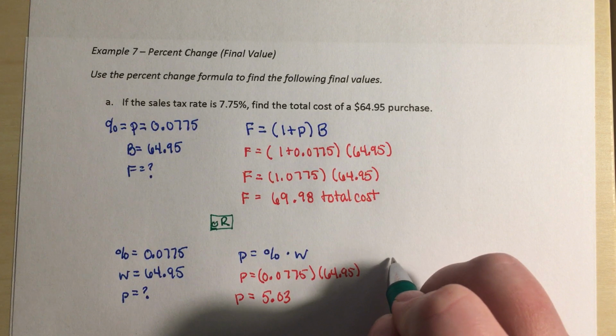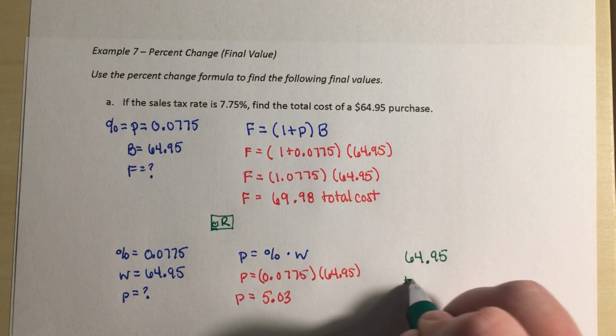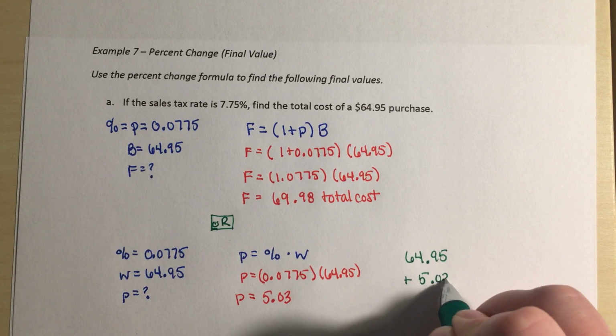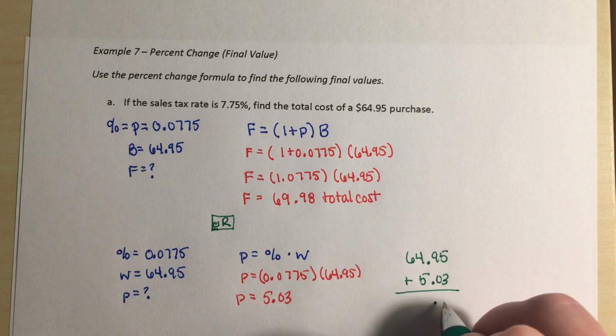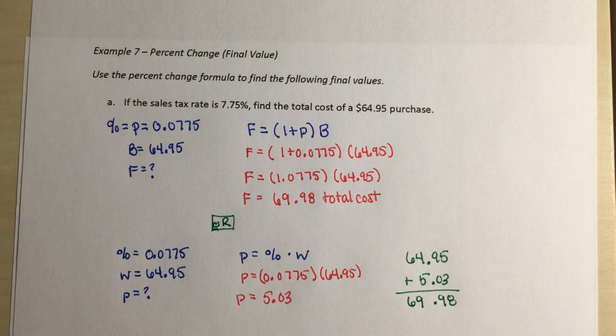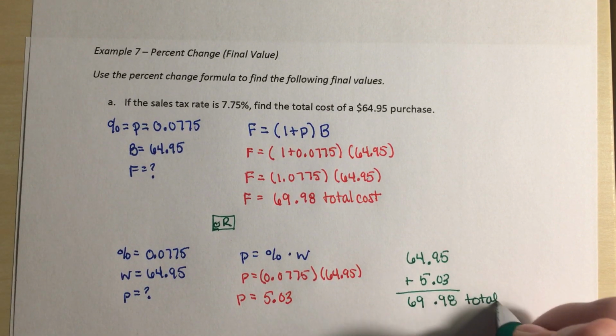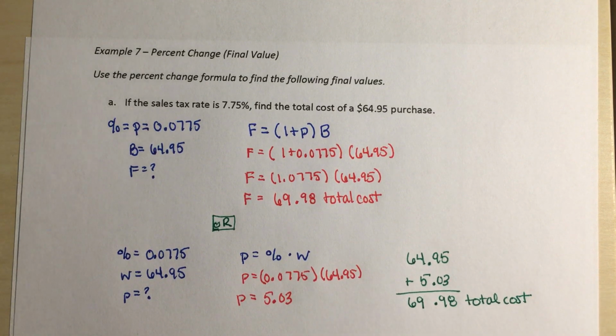We're going to take our original price of $64.95, add the $5.03, and we get $69.98, the same thing that we got in our previous working of this problem. We just got to the answer slightly differently. So as you're going through the problems in this section, feel free to do whatever is most comfortable for you. Use the direct formulas, or use your basic percent formula and a little bit of logic to reason through it. It's really entirely up to you.